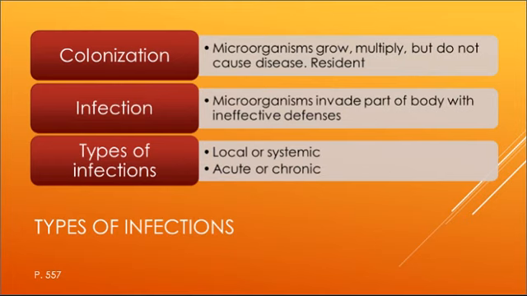Infection is when the microorganism invades a part of the body that is not able to fight it off, so an infection is produced. It can be local or systemic, acute or chronic. Acute usually appears suddenly and for a short period of time, whereas chronic is developed slowly over a long period of time.